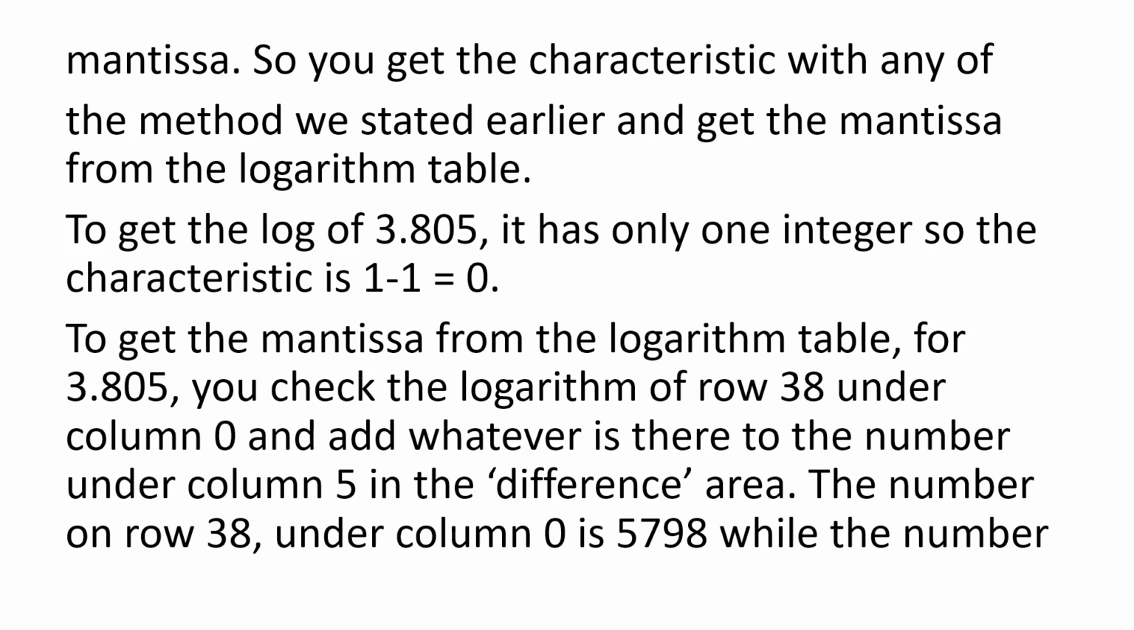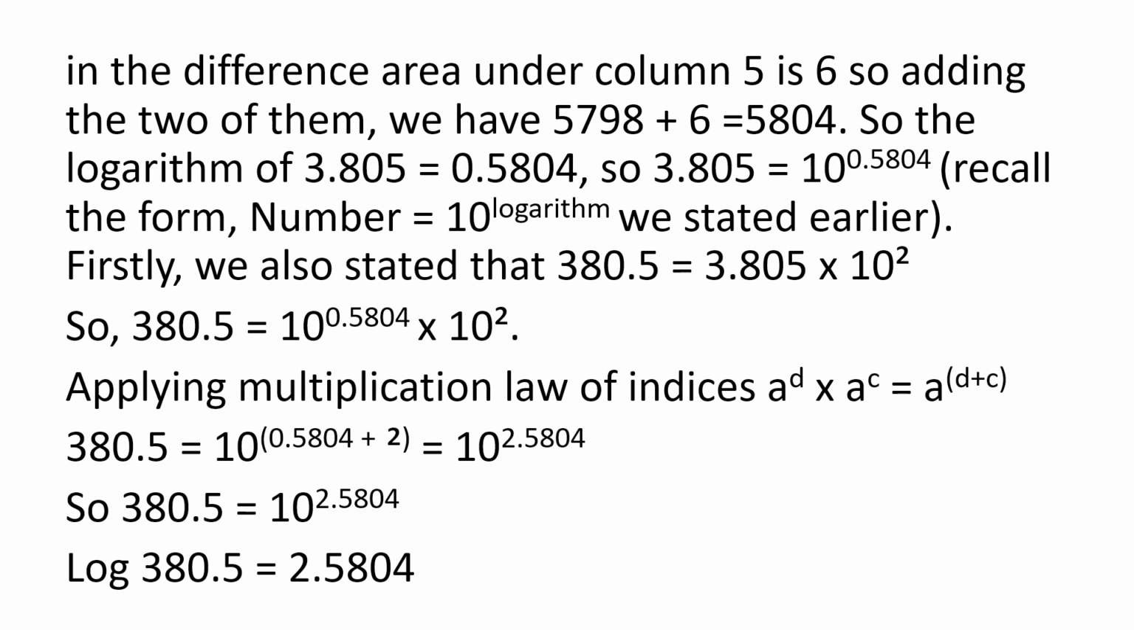The number on row 38, under column 0, is 5798, while the number in the difference area under column 5 is 6. So, adding the two of them, we have 5798 plus 6 equals 5804. So the logarithm of 3.805 is equal to 0.5804. 0 is the characteristic we got earlier, while 5804 is the mantissa we got from the logarithm table.